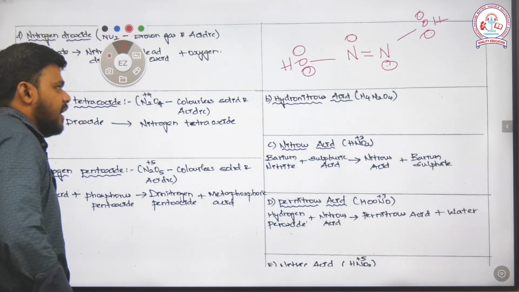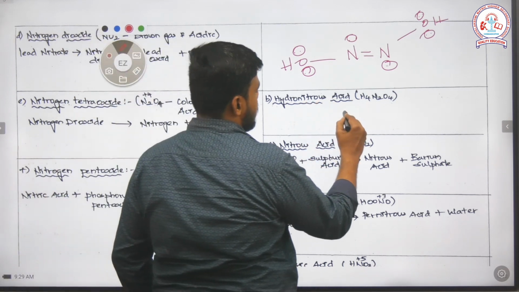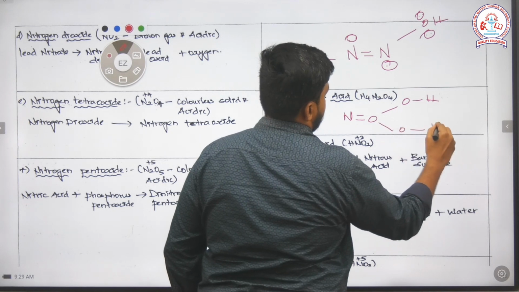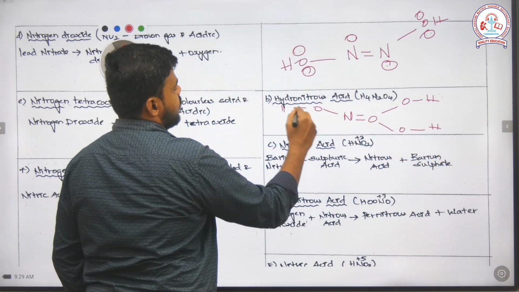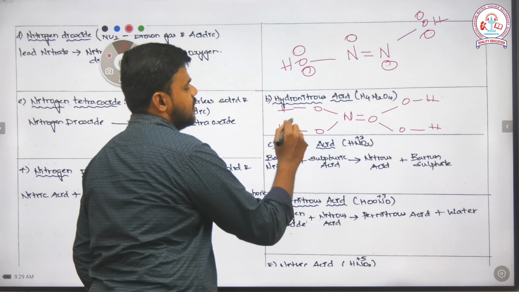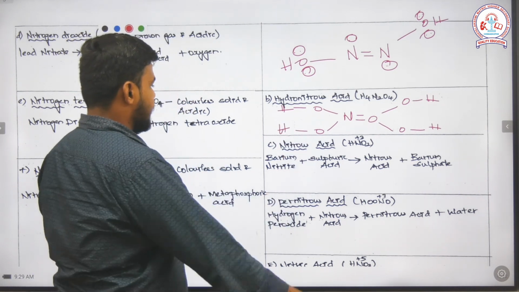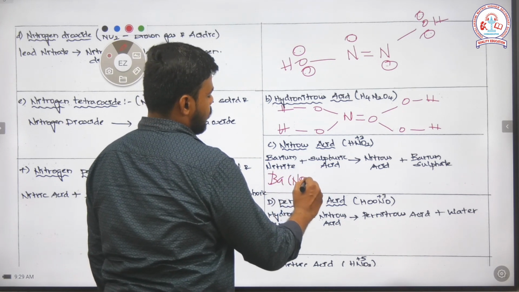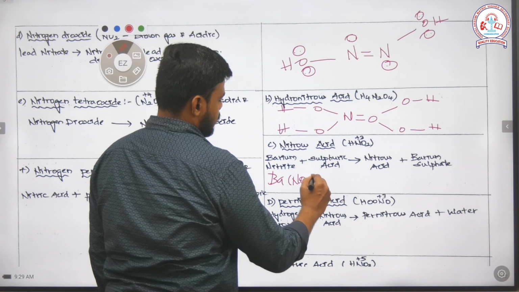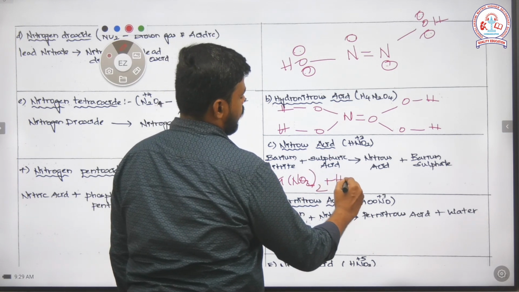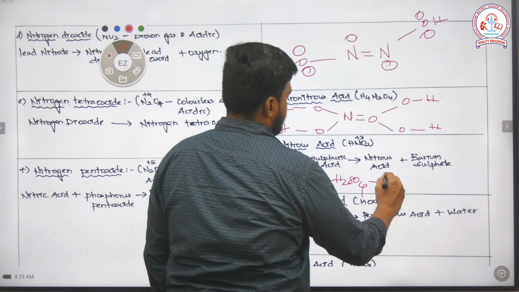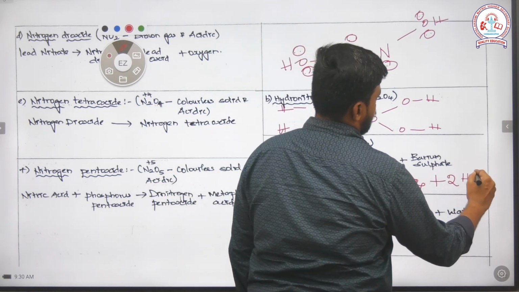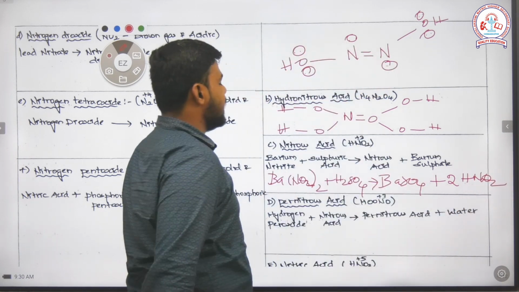Then hyponitric acid H4N2O4: N double bond N will have 2 OH. You have to keep in mind the skeleton. If the skeleton is known, it is easy to plot. The next one, nitrous acid. Nitrous acid preparation is barium nitrite, Ba(NO2)2, plus H2SO4 gives BaSO4 plus 2 molecules of HNO2. So this is regarding nitrous acid.